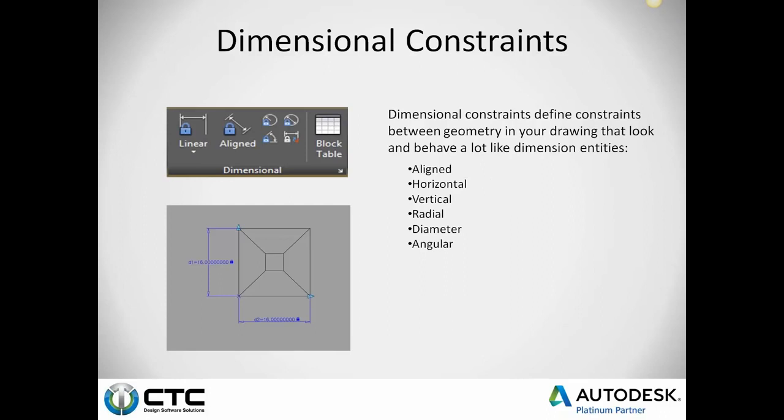Now, I found that dimensional constraints actually work a little bit better with the geometric constraints. They kind of go hand in hand. Dimensional constraints define constraints between geometry and your drawing that look and behave a lot like dimension entities. And you're going to have all your other types of dimensional entities like aligned, horizontal, vertical, radial, diameter, angular, all that.